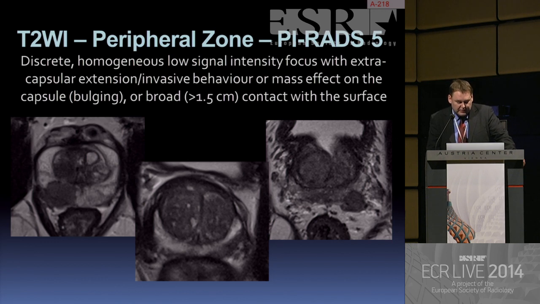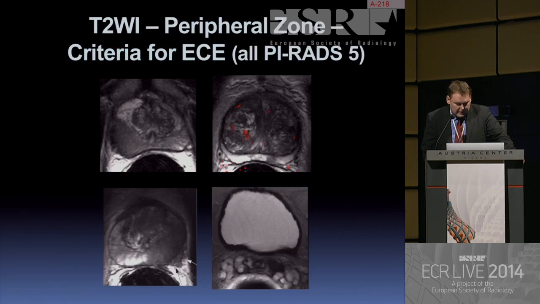or mass effect on the capsule. It means bulging or broad contact with the surface. Like, for example, here with the extracapsular extension, or here, extracapsular extension into the left seminal vesicle. It's very important in these terms to have criteria for extracapsular or extraprostatic extension, because this is the criterion which defines the PI-RADS 5 category.